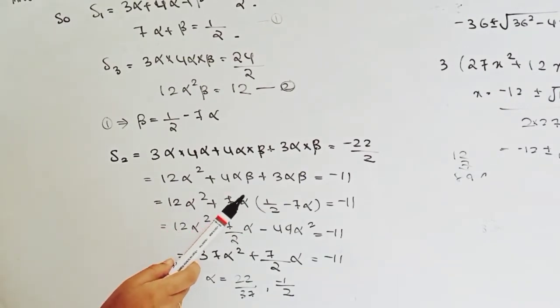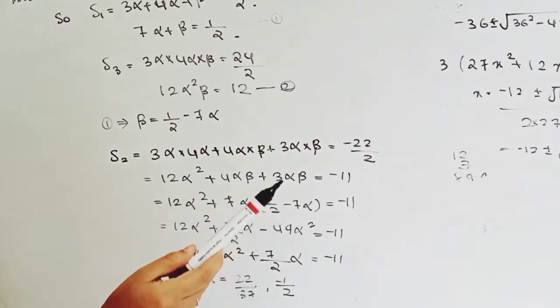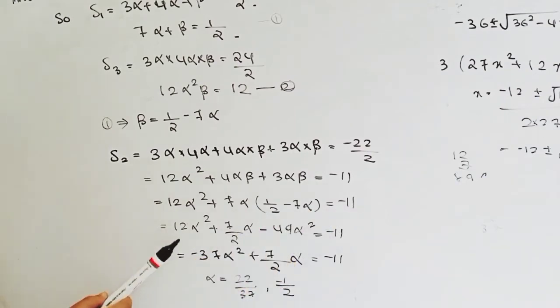12 alpha square plus 7 alpha into 1 by 2 minus 7 alpha is minus 11. 12 alpha square plus, we can substitute the 7 alpha to here, that is 7 by 2 alpha minus 7 into 7, 49 alpha square is minus 11. So 12 alpha square minus 49 alpha square is minus 37 alpha square plus 7 by 2 alpha is again minus 11. So here we can find the value of alpha, that is we will be getting two values. Alpha is 22 by 37 and minus 1 by 2.